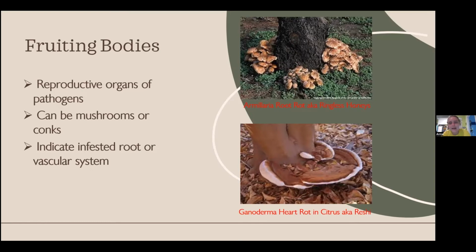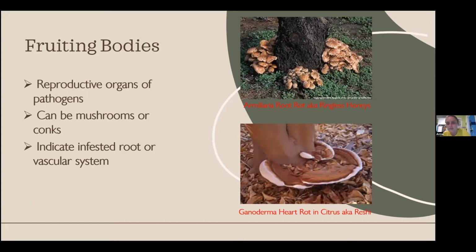Another good example of that, Ganoderma heart rot. And this is an infected citrus tree. If we have any herbalists in the room, they're going to recognize that as reishi, which is a medicinal mushroom used in a lot of traditional medicines and therapies. That indicates that that tree is doomed. It's got an infested root, and in the case of this one, heart of the tree as well. Once we see this, there's no cure, only management, but you're just kind of prolonging death at that point.